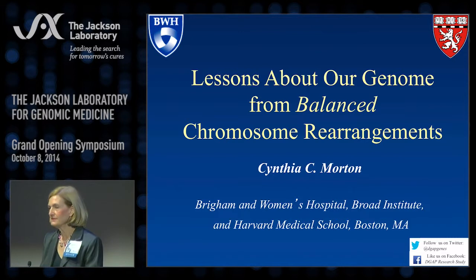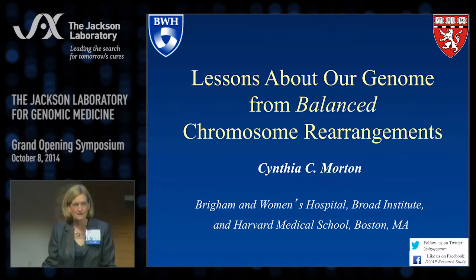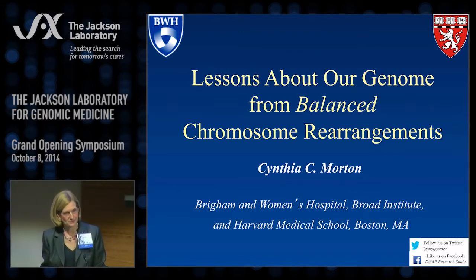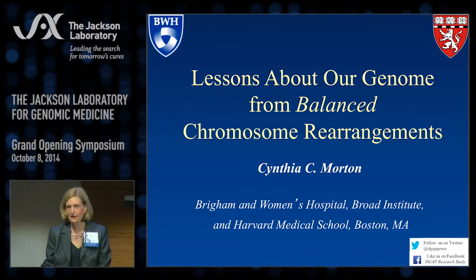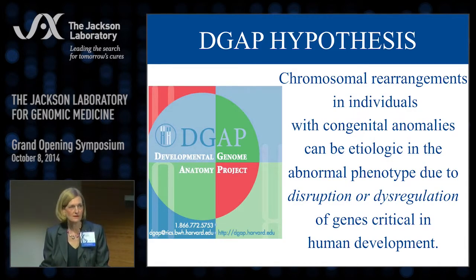So the project I'm going to tell you about we call DGAP. It's for the Developmental Genome Anatomy Project, and the hypothesis of the project is one that's a paradigm in human genetics, that chromosomal rearrangements in individuals with congenital anomalies can be etiologic in the abnormal phenotype due to disruption or dysregulation of genes that are critical in human development.